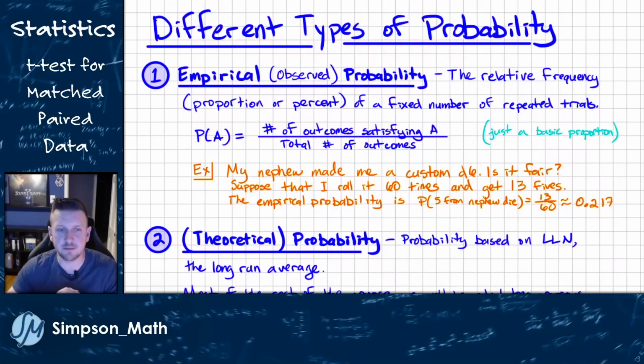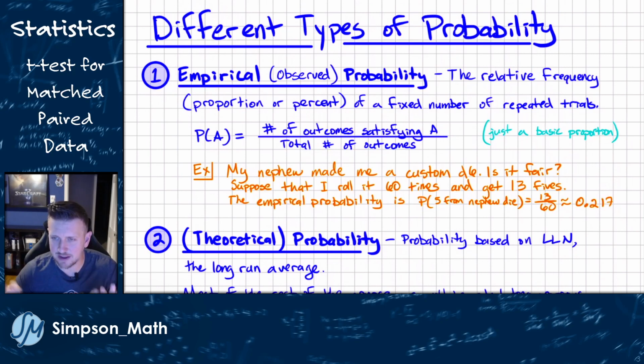So I have this die. One, I don't know if this die is fair. It should be. But what about his handmade die that he did? So I'm curious about this die. My example says, my nephew made a custom D6. Is it fair? Suppose that I rolled this D6 60 times and I get 13 fives.